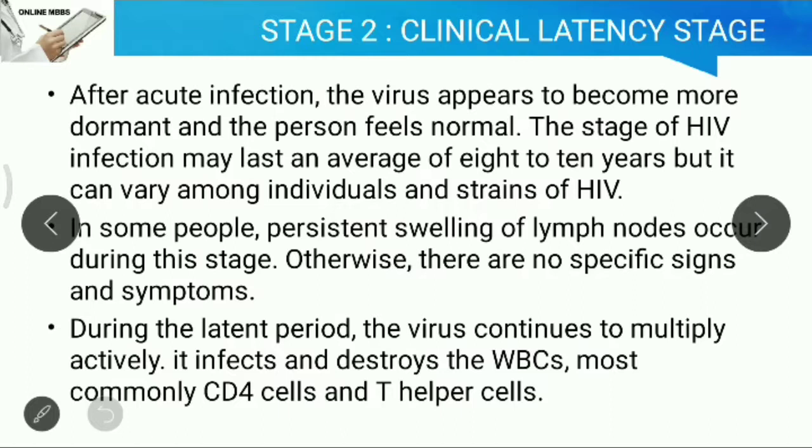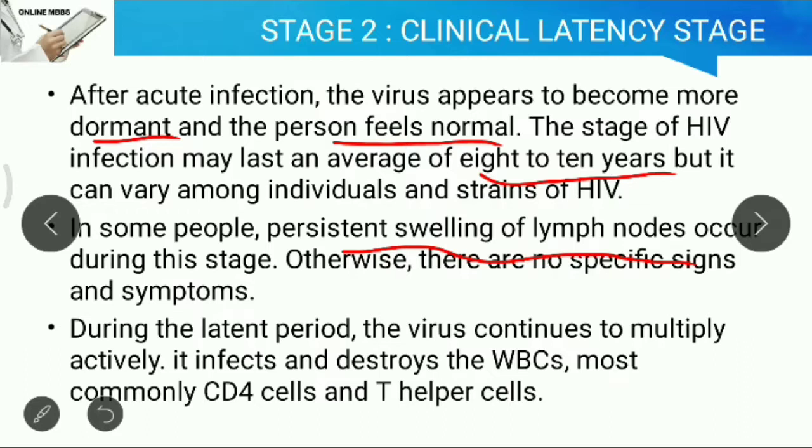Now comes stage 2, which is also known as the clinical latency stage. After the acute infection, the virus appears to become more dormant. Dormant means it hides and doesn't show any symptoms during this stage, and the person feels normal. This stage of HIV infection may last an average of 8 to 10 years, but it can vary among individuals and strains of HIV. In some people, persistent swelling of lymph nodes occurs during this stage. Otherwise, there are no specific signs and symptoms.